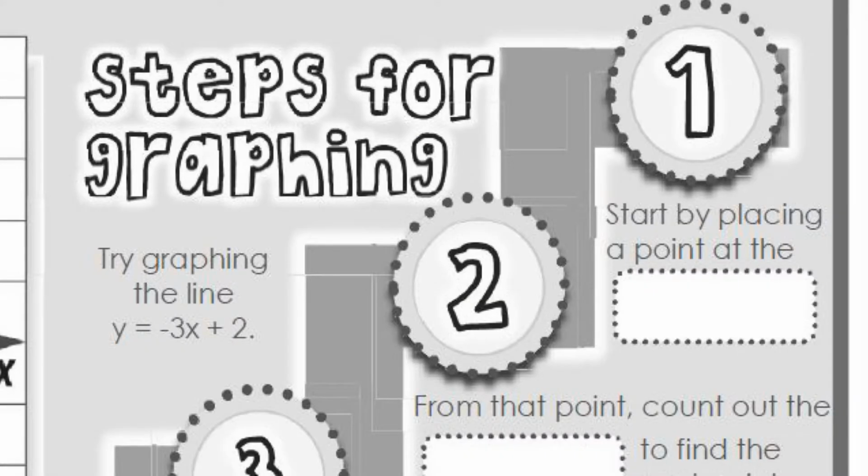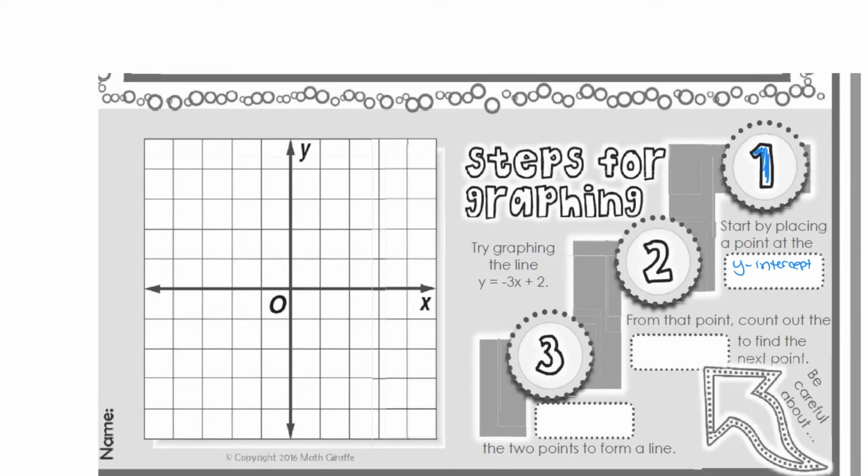We'll start by talking about steps for graphing the equation of a line. So this example is to try graphing the line y equals negative 3x plus 2. So number one is we start by placing a point at the y-intercept. Over on this graph, our y-intercept is 2 in this case. So I'm going to place a mark at 2.